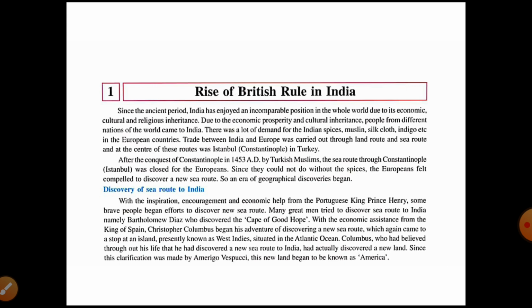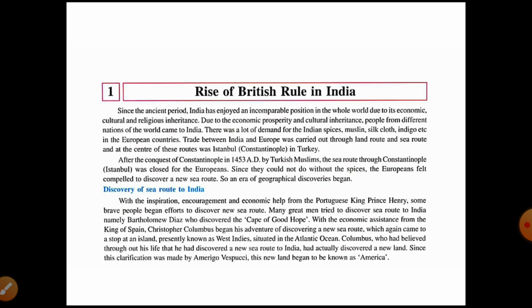Due to the economic prosperity and cultural inheritance, people from different nations of the world came to India. So remember these both things. Economic prosperity: India was an economically wealthy country, and the culture given by the ancestors was also rich. Because of these both things, different nations of the world came to India.